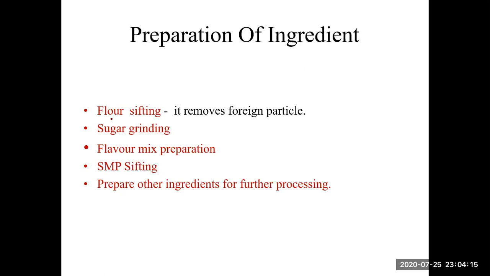That is flour shifting. That means if there are any foreign particles, they will be removed through flour shifting, or you can also say flour sieving. Then, if you use grinded or icing sugar, you will grind the sugar. If you want to use normal sugar, then there is no need for that process. But in the case of cookies, we mostly use grinded sugar or icing sugar. Then, if you want to give flavor there, you will prepare that.